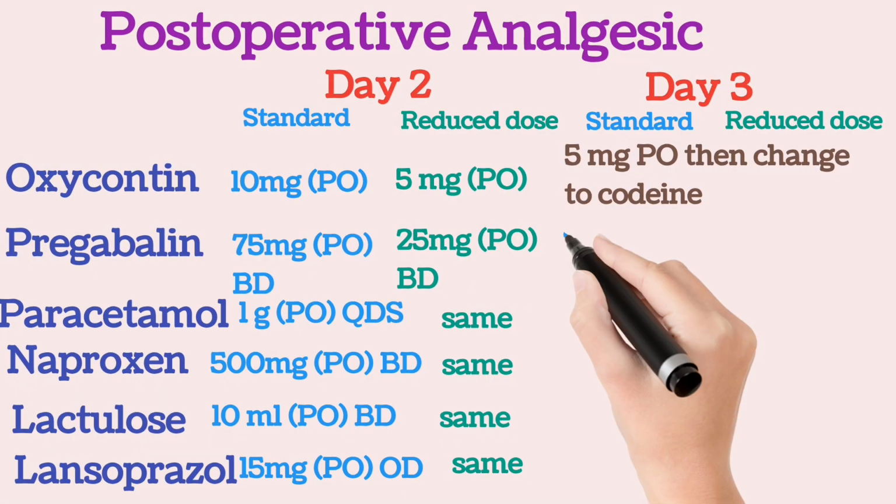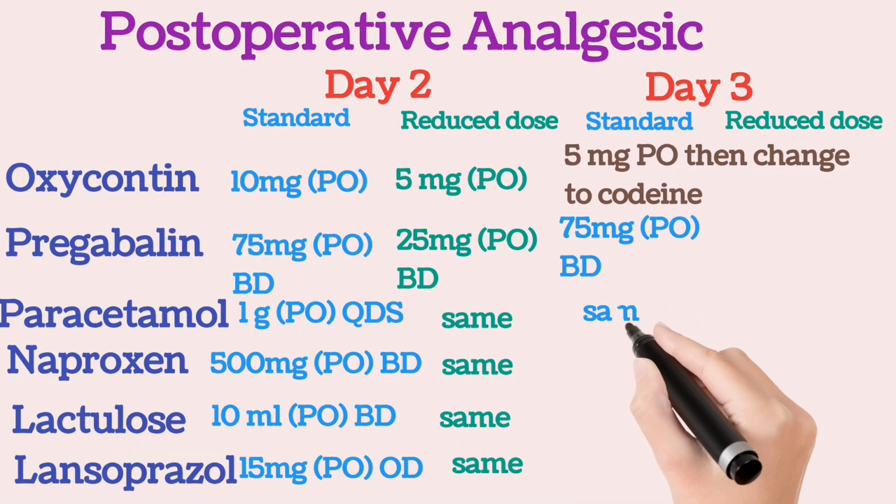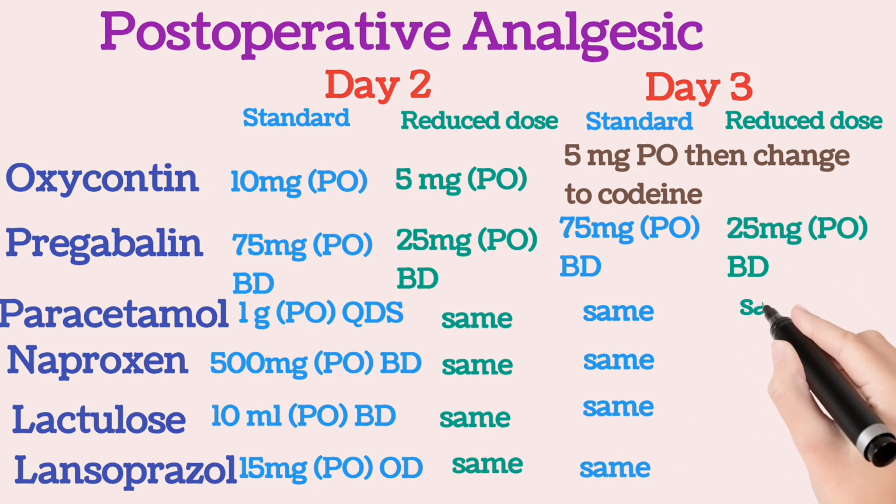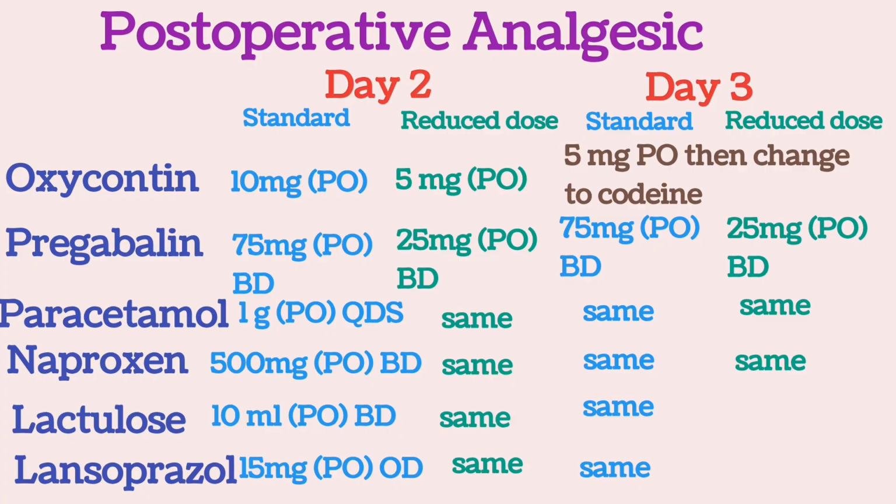Pregabalin will continue as before, 75 mg per oral BD, and for the reduced dose protocol, 25 mg per oral BD. Paracetamol, naproxen, lactulose and lansoprazole are in the same dose as the previous day: paracetamol 1 gram per oral QDS, naproxen 500 mg per oral BD, lactulose 10 ml per oral BD and lansoprazole 15 mg per oral OD.